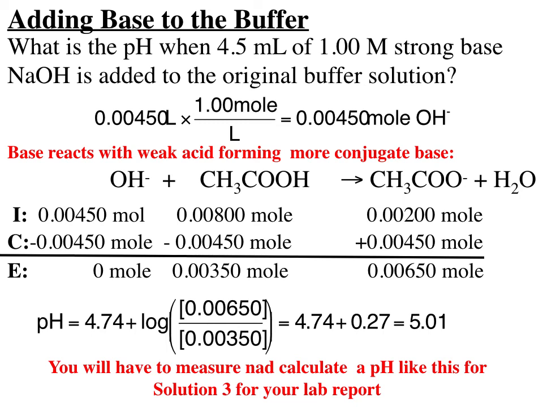Now it is higher, but not substantially higher, not near as high as if I would have added 4.5 mils of 1 molar base into pure water. That would go up 5 or 6 pH units. This has only gone up a fraction of a pH unit. Now you're going to have to do a calculation like this on solution 3 in our lab report that we're going to be doing this week.